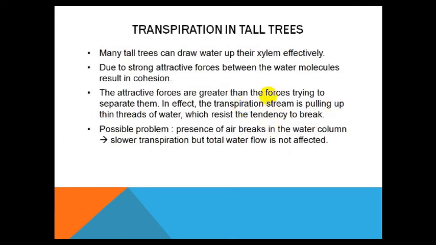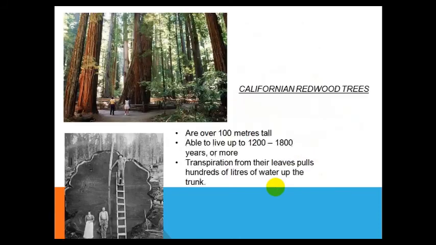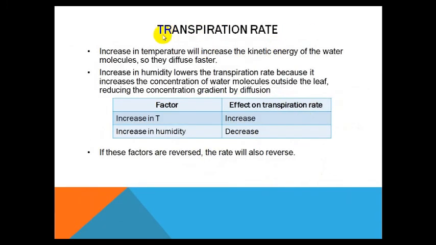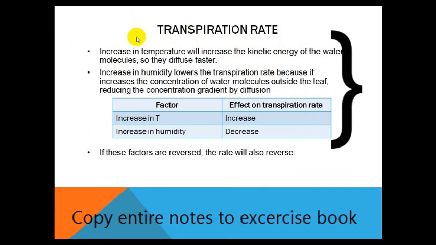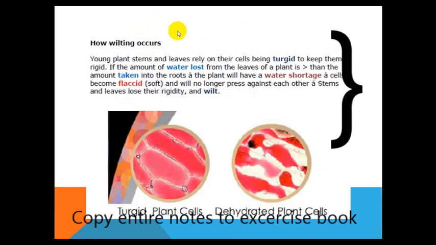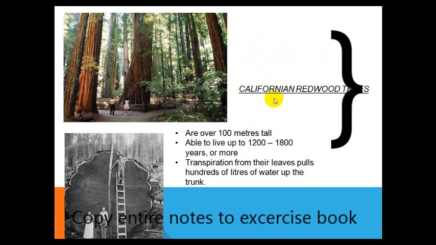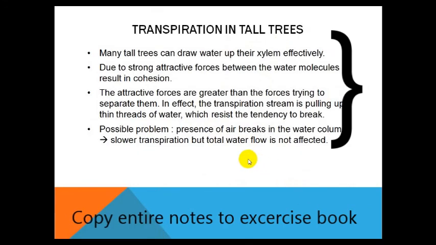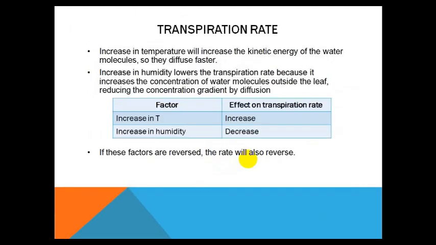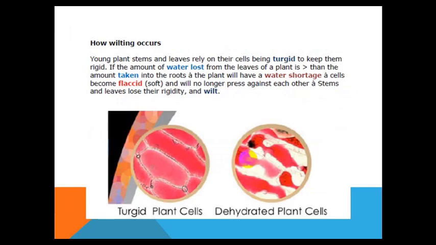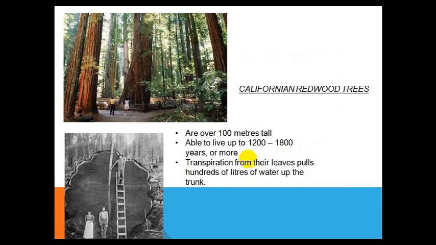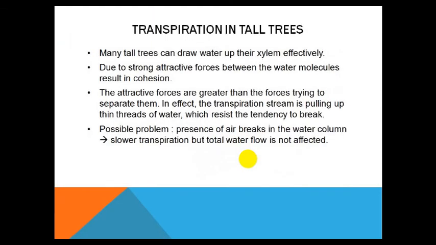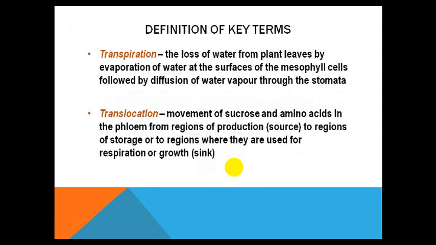Everyone, I want everybody to copy notes from this slide, transpiration rate, starting from this, all of this, into your exercise book. Also the notes on how wilting occurs, both of these slides. The Californian redwood trees slide, and also the last one. So altogether 4 slides. Everybody has to copy. I'm expecting everybody to copy the notes inside the biology exercise book, till our next online lesson.